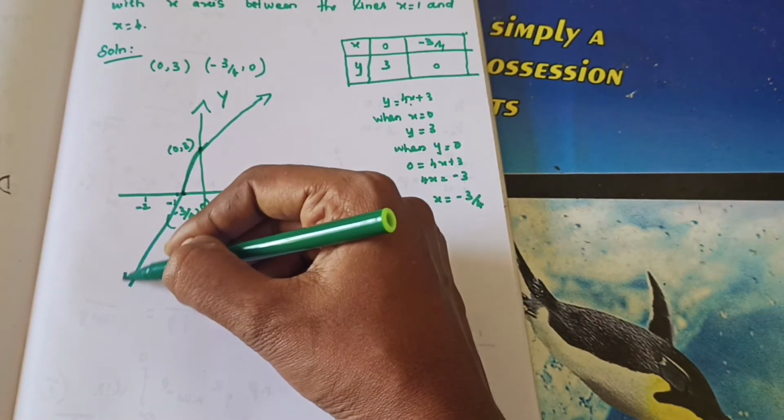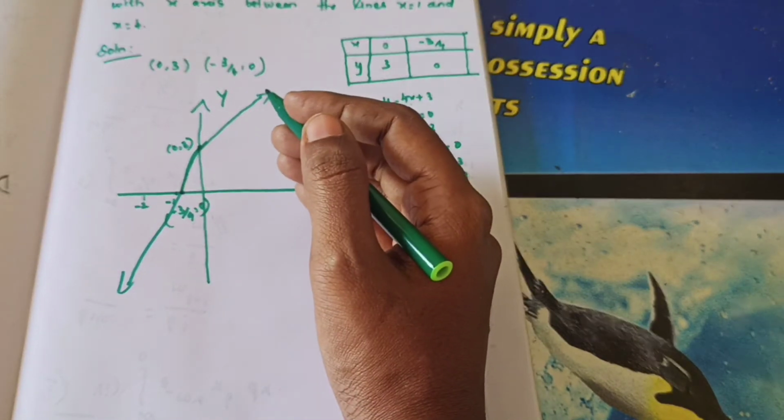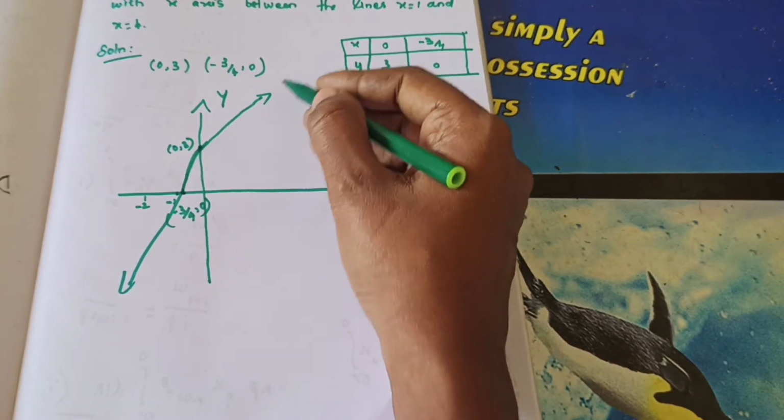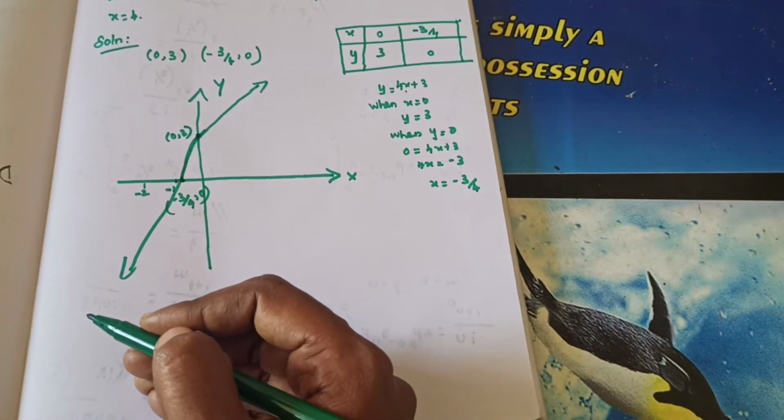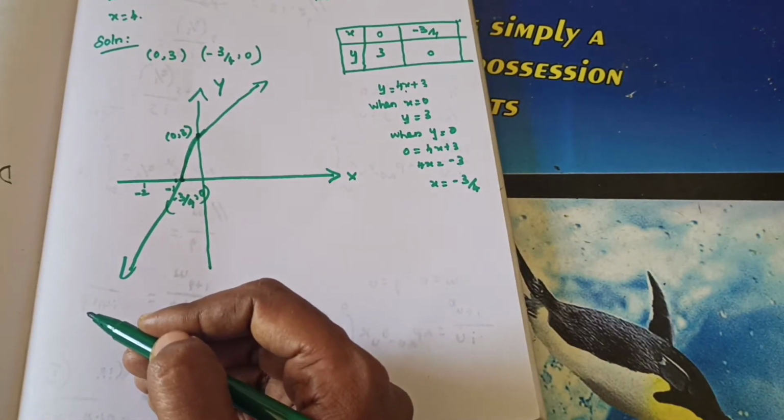Please draw by using scale. I am drawing somewhat slantly, so please draw by using scale. Then only it will be correct. You draw by using scale.